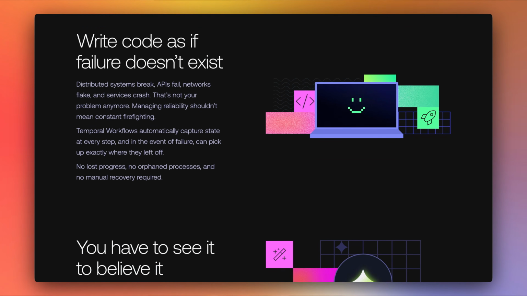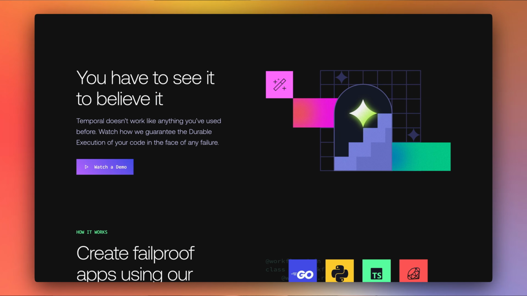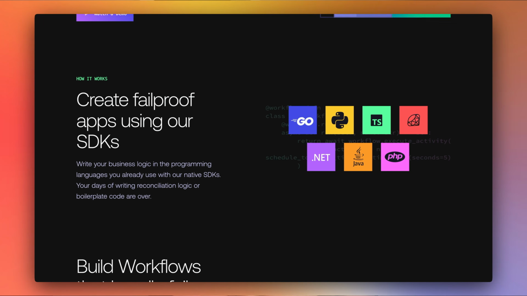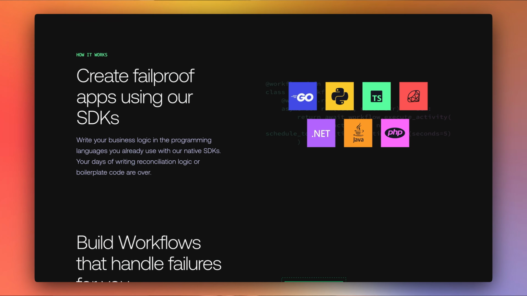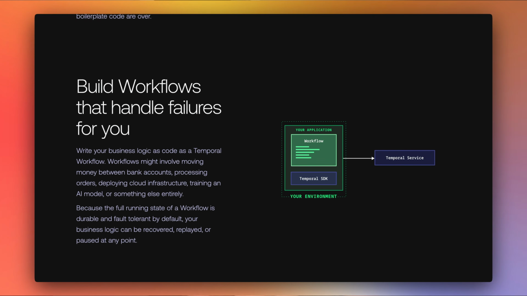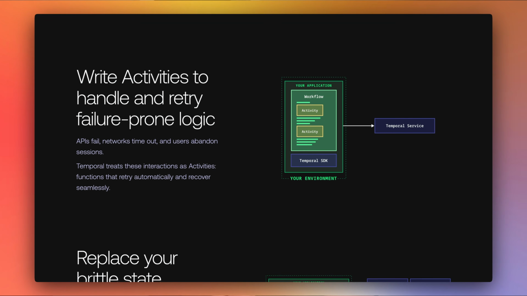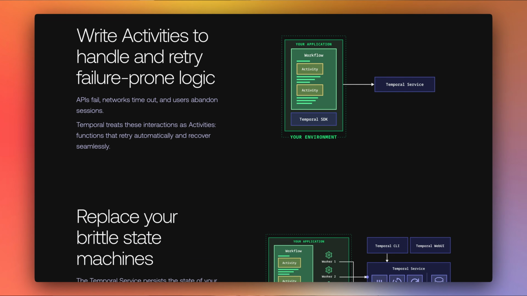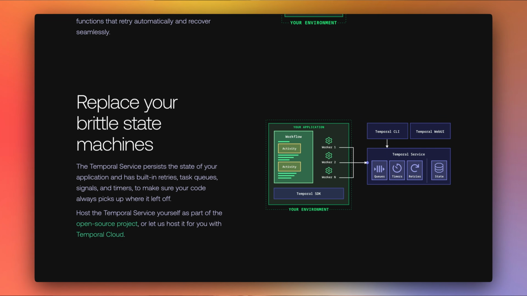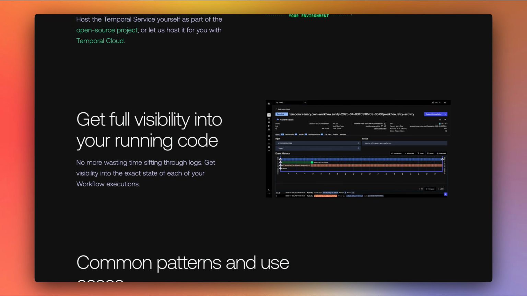You write your business logic as normal code in your favorite language, such as Go, TypeScript, Python, and Temporal automatically saves the state of every step. If a service crashes, the network drops, or an API times out, your workflow just picks up exactly where it left off, with no lost progress and no manual recovery.